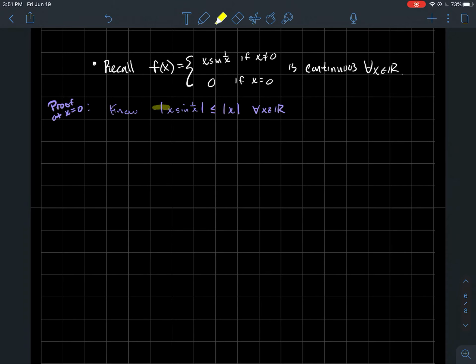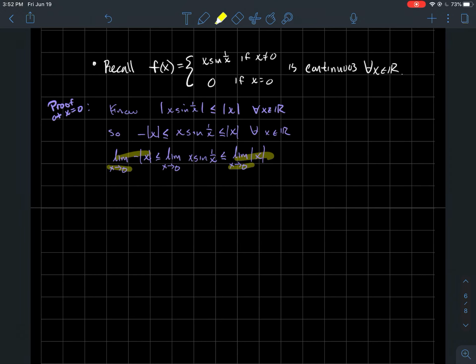And what we'll do is expand this like you would in college algebra. That's the same thing as this compound inequality: minus absolute value of x is to the left, and then absolute value of x is to the right. And I know x sine of 1 over x is always between those two. Now we'll take the limit of all three sides here. Remember, if these inequalities hold for all x, then the same relationship should hold between the limits. And what do you notice the limits of the ends are? Those both go to 0 as x goes to 0. So therefore, the middle has to go to 0 as well.